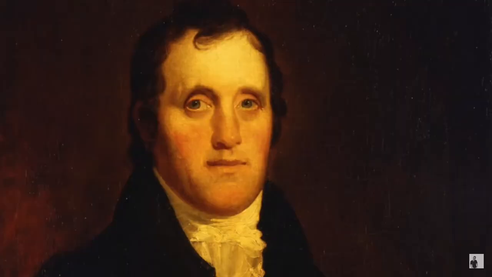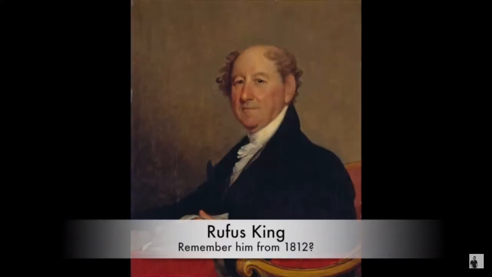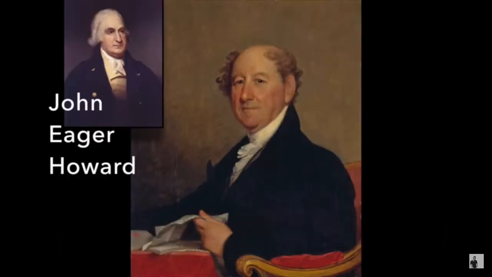Or did it? Monroe's running mate was Daniel D. Tompkins. I mentioned him earlier. Weren't you paying attention? Gosh. Like I said before, the Federalists didn't formally nominate anyone, but many Federalists supported Rufus King with John Eager Howard as his running mate. And here are the results.